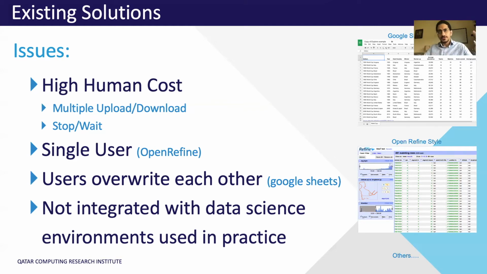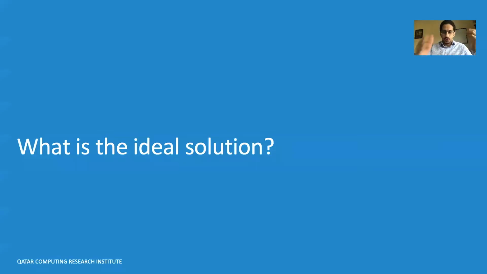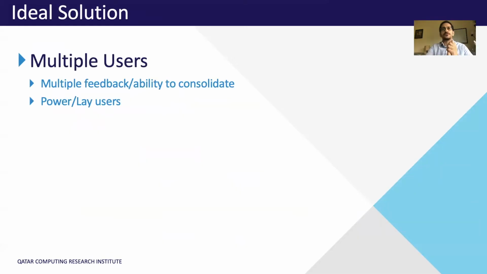So this leads us to the next question. What is the ideal solution? What does it look like? The first thing is that it needs to support multiple users. They have to be able to work collaboratively on the data sets. This means the ability to have multiple feedback from different collaborators and the ability to consolidate the results.